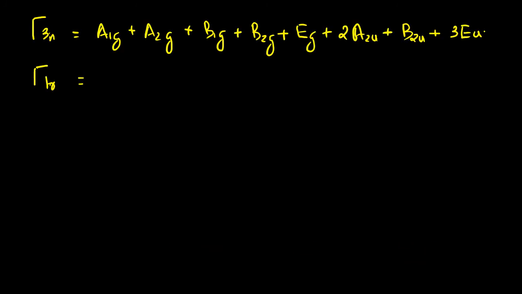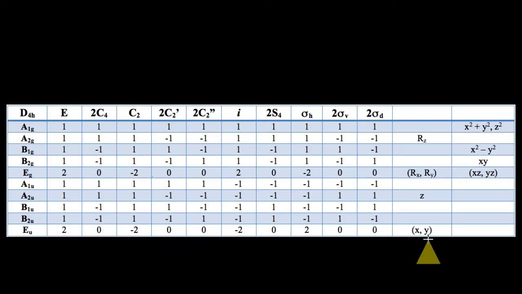So translational is A2u plus Eu. And looking at X and Y, you should not write 2Eu because X and Y together transform as Eu, and Eu is a doubly degenerate representation. Therefore, you need to write it only one time. For X and Y together, you need to write Eu only one time. Don't write 2 times Eu.